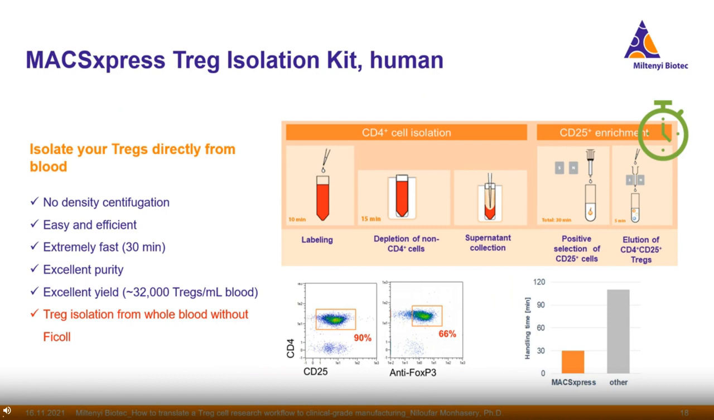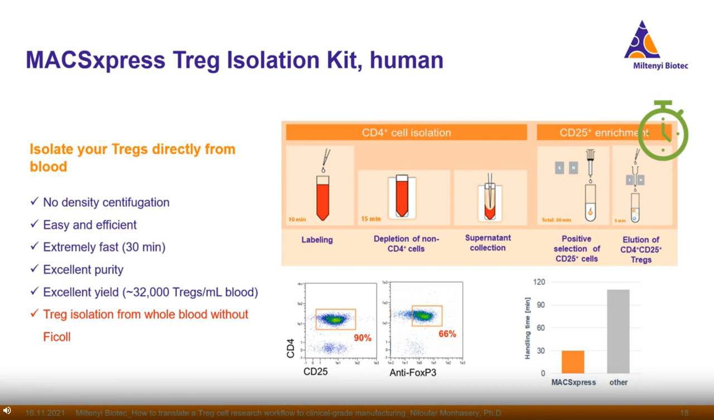The MACSxpress Treg Isolation Kit helps you to isolate your Tregs directly from blood. In this approach, your cells get labeled, and then depletion of non-CD4 positive cells can be done, followed by taking the supernatants, and then positive selection for CD25 can happen, and at the end the cells can be eluted in the final buffer. So in this approach, you will isolate your Tregs in just 30 minutes, which is quite fast. The current solution, other kits, takes longer than 90 minutes.